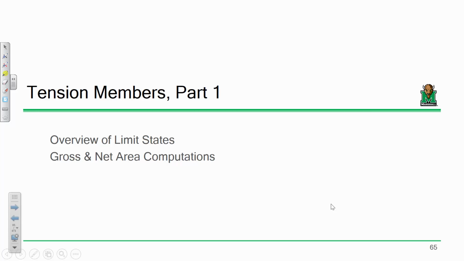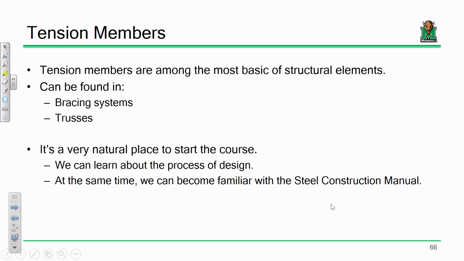So we're going to start with what is arguably the most basic element of design, which is a tension member, something being yanked on. Okay? So we're going to talk for our first part of our course about designing tension members. They are among the most basic of structural elements that can be found. They are in just about every building.